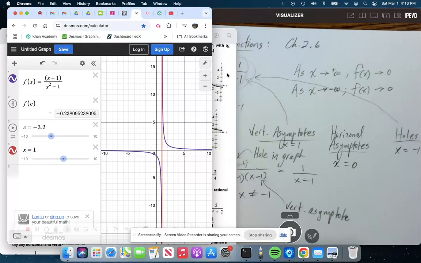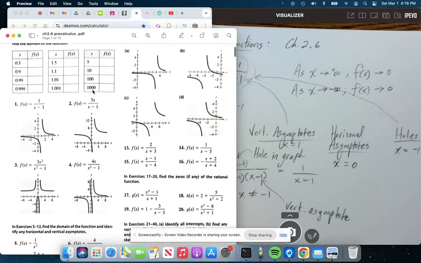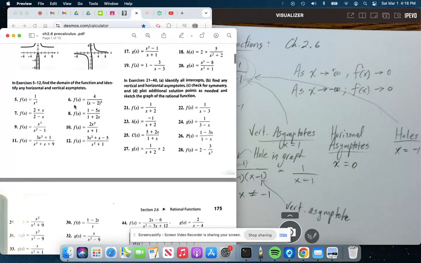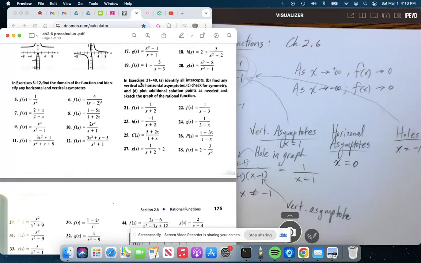Okay, so I'm going to go down here to like problem 6. Let's look at this. It says in exercises 5 through 12, find the domain of the function and identify any horizontal and vertical asymptotes. So let's give this a try. Number 6.